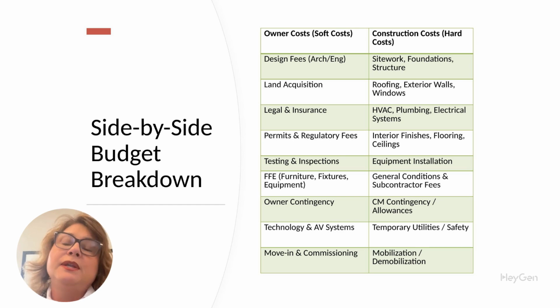This comparison shows how budget items fall into hard construction and soft owner categories. For example, design fees, FF&E, and financing are on the owner's side. Site work, structure, and mechanical, electrical, and plumbing systems fall under construction.